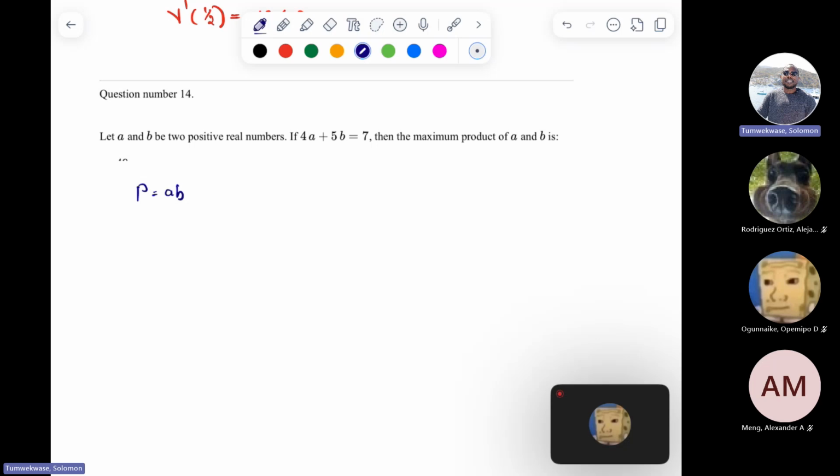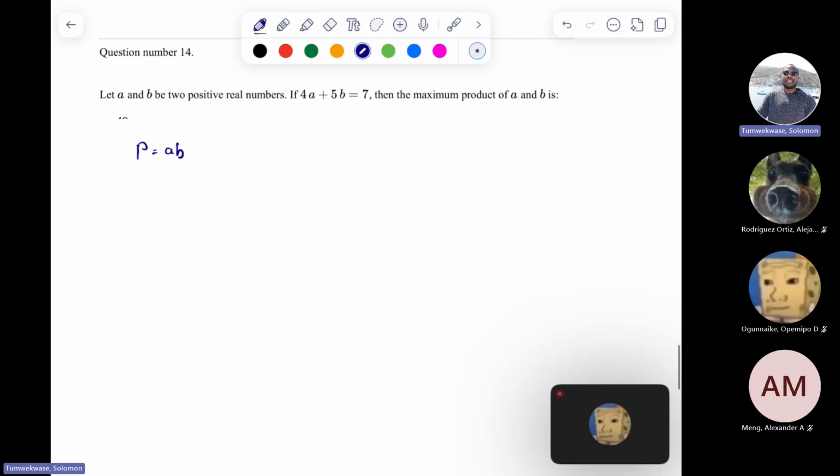So we want to maximize this product. So P, I can write this P as either a function of A or a function of B. So if I write this as a function of A, this is A, then times B, but B from the given relation is 7 minus 4A, then over 5. I hope that is correct. So this is 7 minus 4A, then the whole of it over 5.